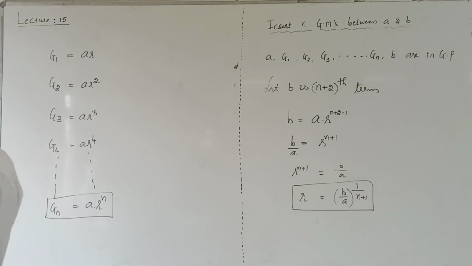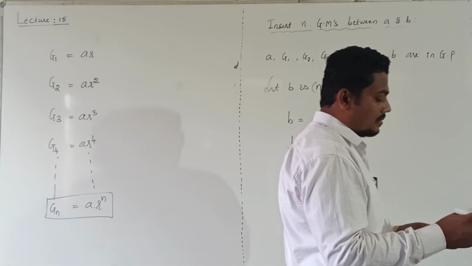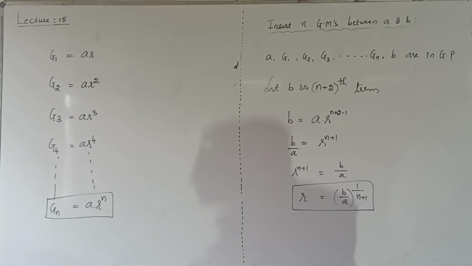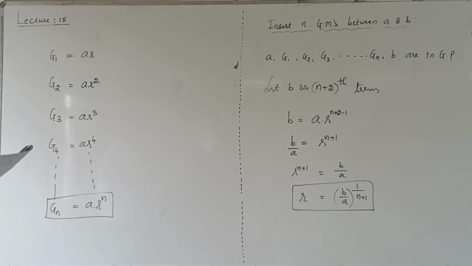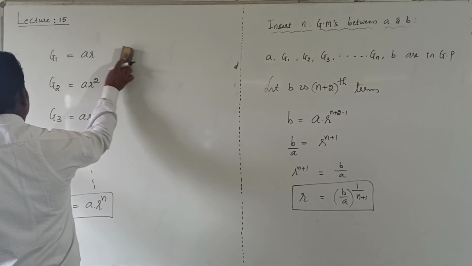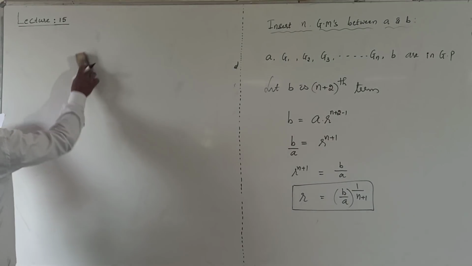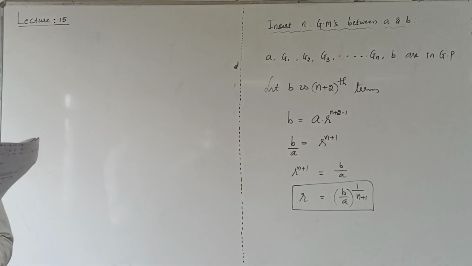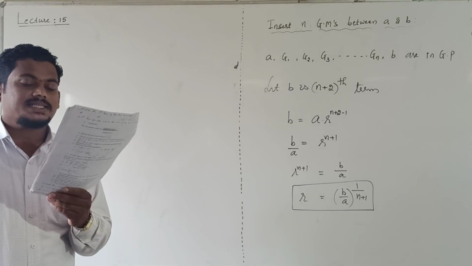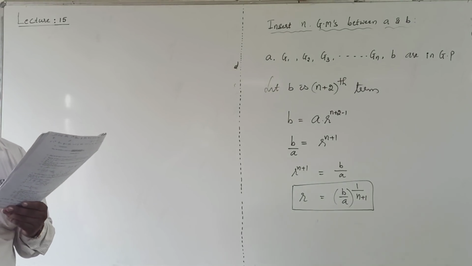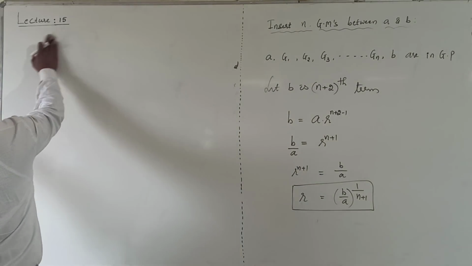Next problem. Insert two numbers between 3 and 81 so that the resulting sequence is GP. It is question number 26 in exercise 9.3. This is very important, 3 markers.